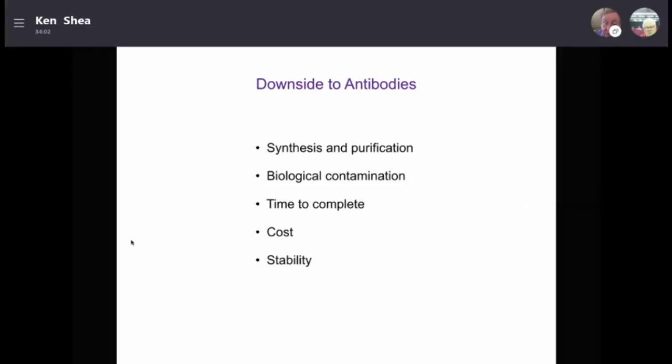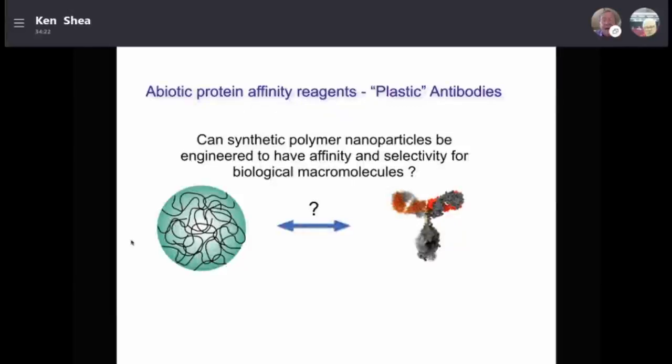Probably one of the more important factors is the cost of the operation to produce an antibody. And finally, antibodies are proteins. They have a small window in which they're stable and are able to perform. So their stability creates some issues for applications. Okay? And this is where we come in.